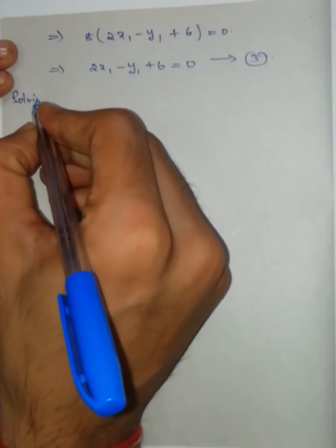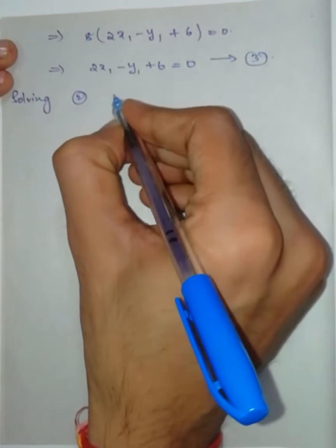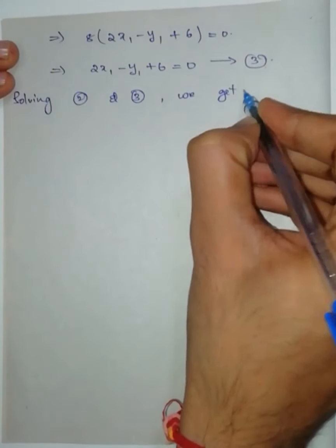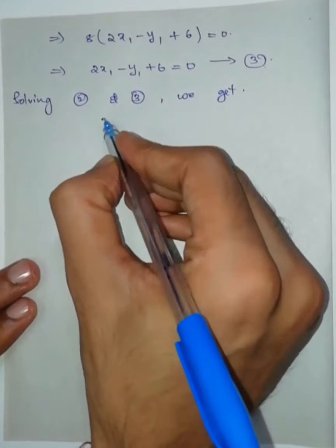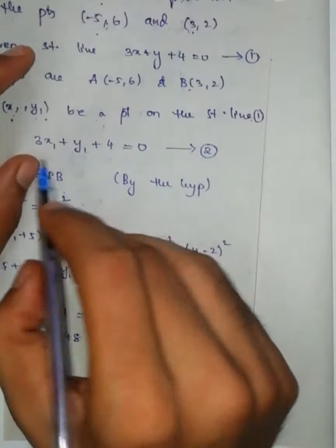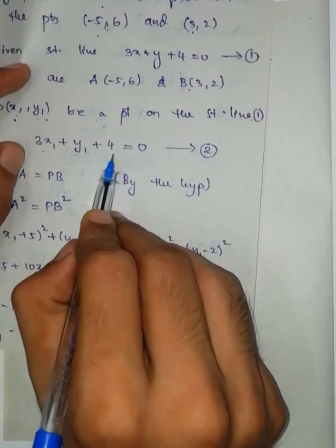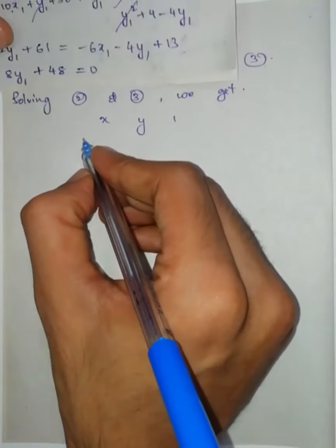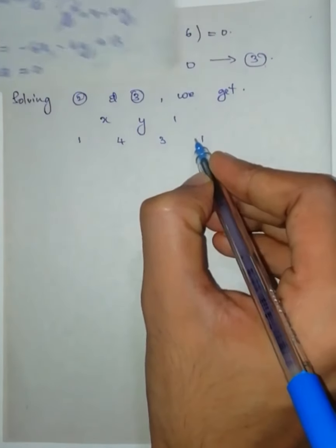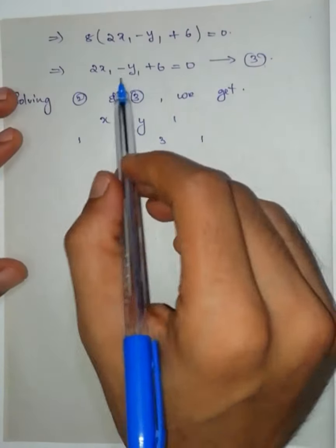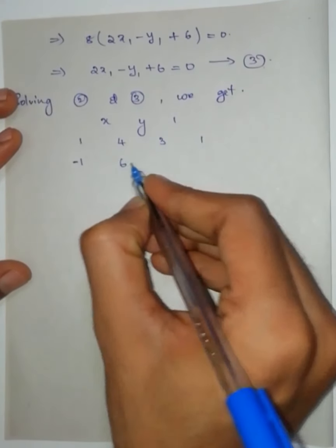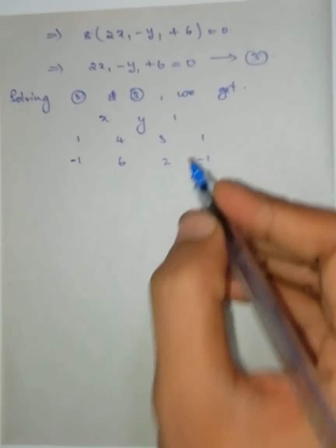Solving equation number 2 and 3, we get, what is the equation here? x, y, 1. Equation number 2 is 3x1 plus y1 plus 4. So here I can write 1, 4, 3, 1. And for equation number 3, I can write minus 1, 6, 2, minus 1.